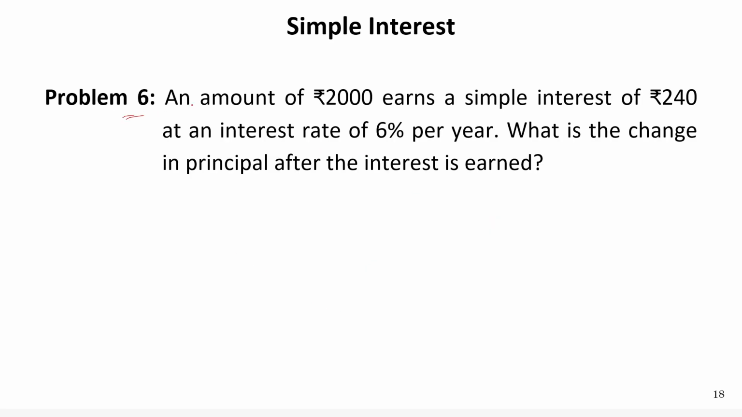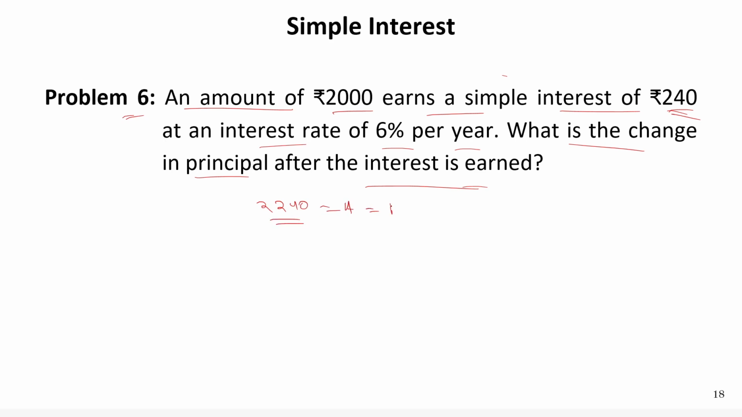So let's see problem number 6. An amount of 2,000 earns a simple interest of 240 at an interest rate of 6% per year. So what is the change in principal after the interest is earned? So this much amount in simple interest per year. So the amount of principal that is changed is equal to what? Adding these two, what we are left with is 2240. This much will be the final amount.